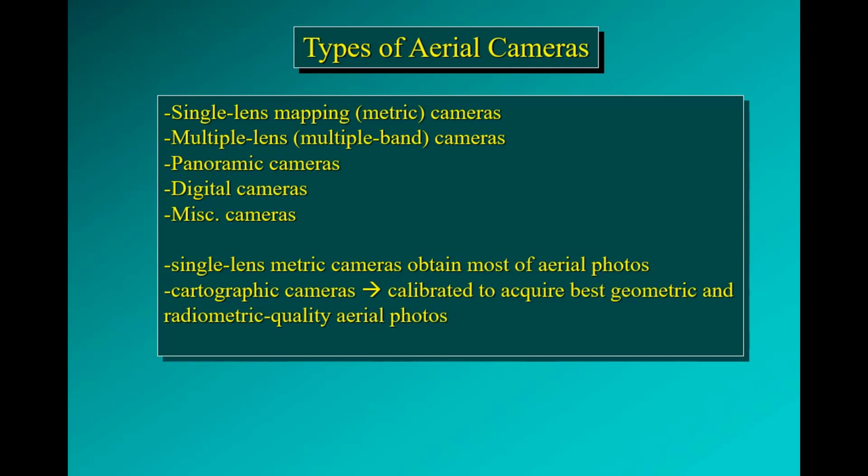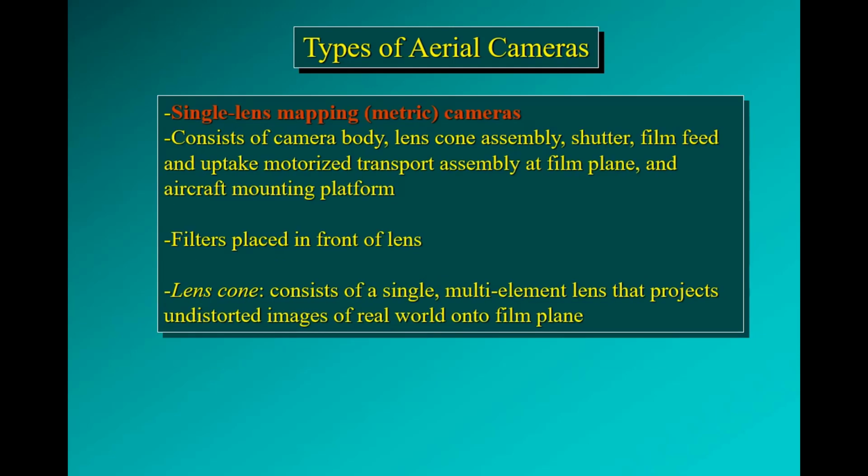Single lens or metric cameras obtain most of the aerial photographs and have obtained most of those photographs historically. Cartographic cameras are calibrated to basically collect the best geometric and radiometric quality aerial photographs. Regarding single lens mapping or metric cameras, those consist of a camera body, a lens cone assembly, a shutter, film feed and uptake motorized transport assembly at the film plane, as well as an aircraft mounting platform. We also typically would be placing filters in front of the lens, and those filters would determine which wavelengths of electromagnetic radiation are actually going to be reaching the film plane.